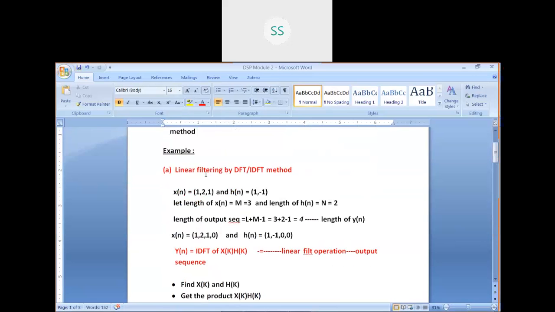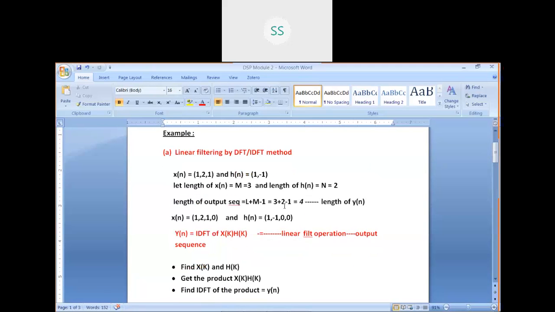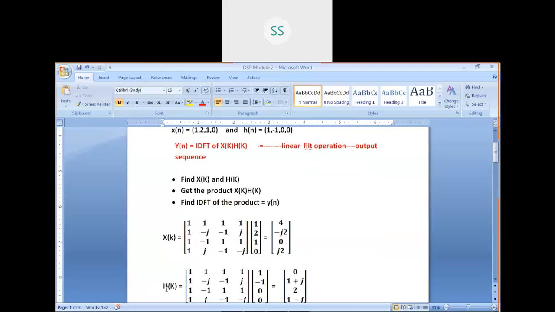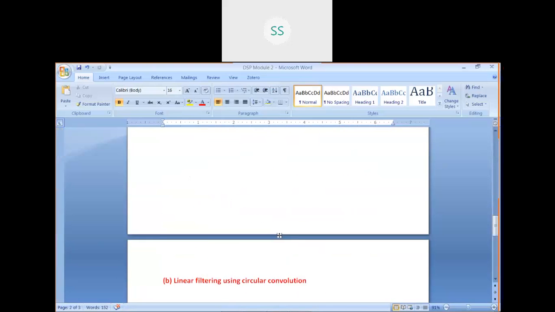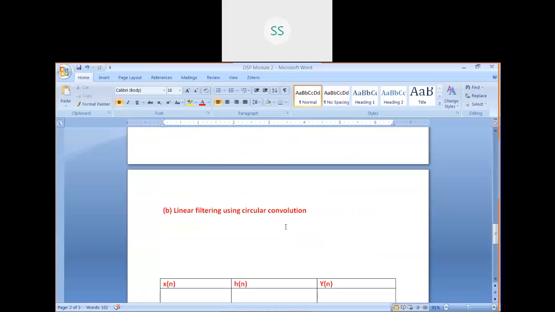I was discussing this title. Here I have mentioned particularly that it is the DFT IDFT method. That's why we are going to calculate X of k, H of k, Y of k, and all. Now what we discuss is how, through circular convolution, it is possible to obtain the same result.